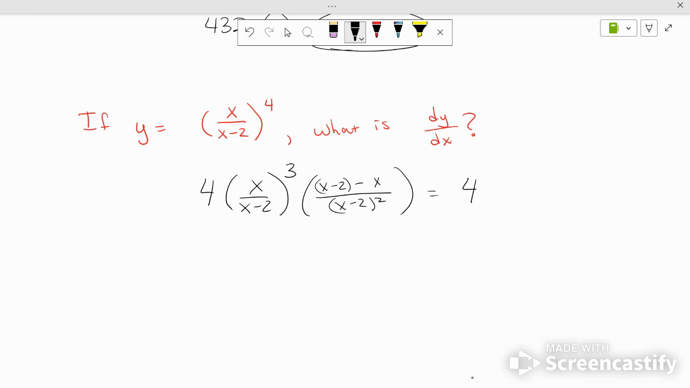Then what I'm going to do is take x cubed over x minus 2 cubed. The reason I did that is because of this over here on the right side. What's x minus 2 minus x? Negative 2 over x minus 2 squared. So let's simplify that. What's our final answer?